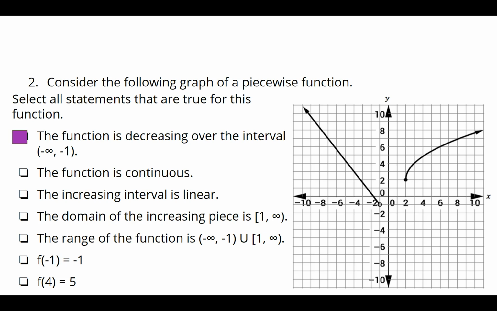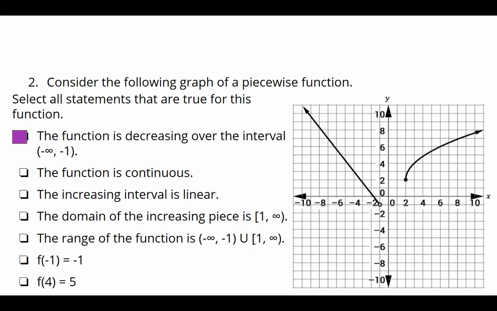The range of my function is from -infinity to -1, and then 1 to infinity. No. It's from -1 to infinity. My lowest y is -1, not included, all the way up to positive infinity. So y's have to be greater than -1. If that was -infinity to -1, and then 2 to infinity, that's technically my domain of this function, because of that gap. It shows you the domain of the two different pieces.